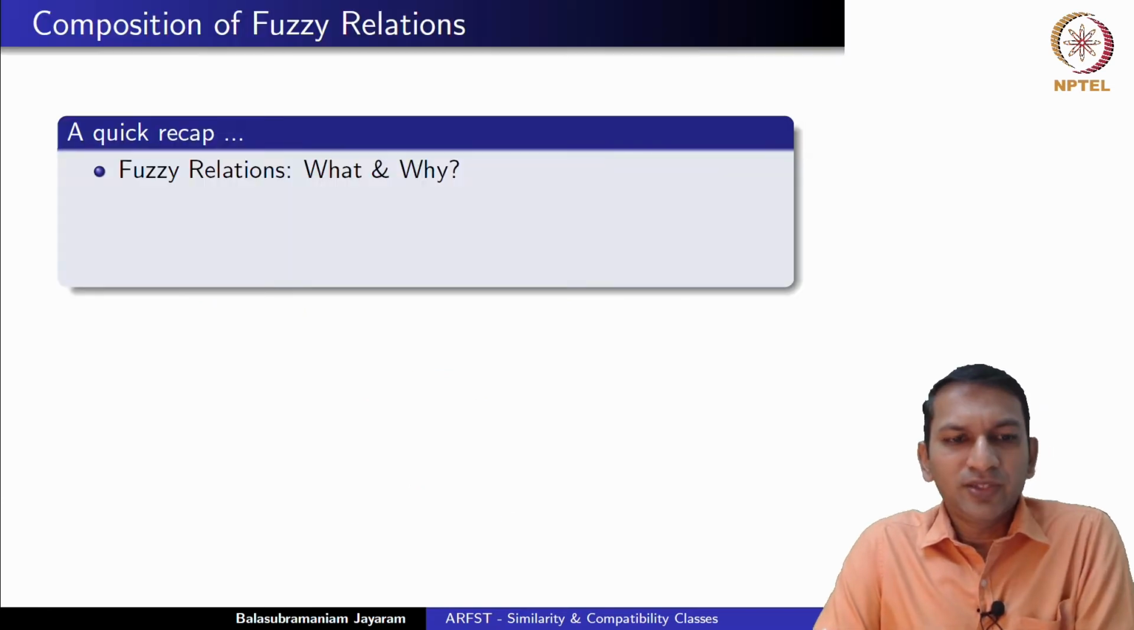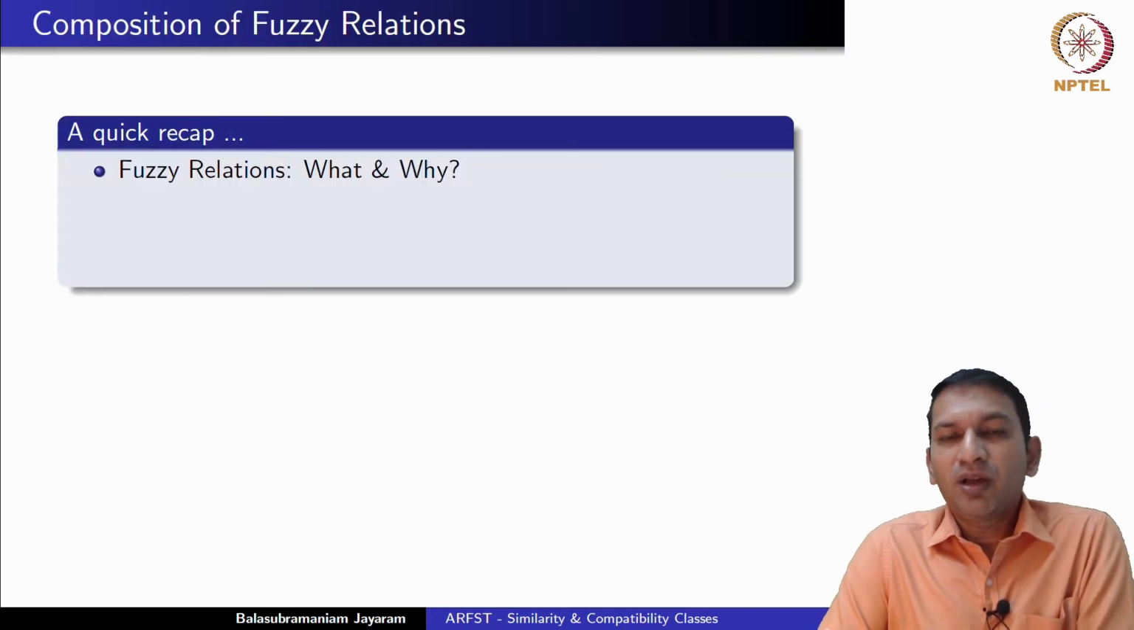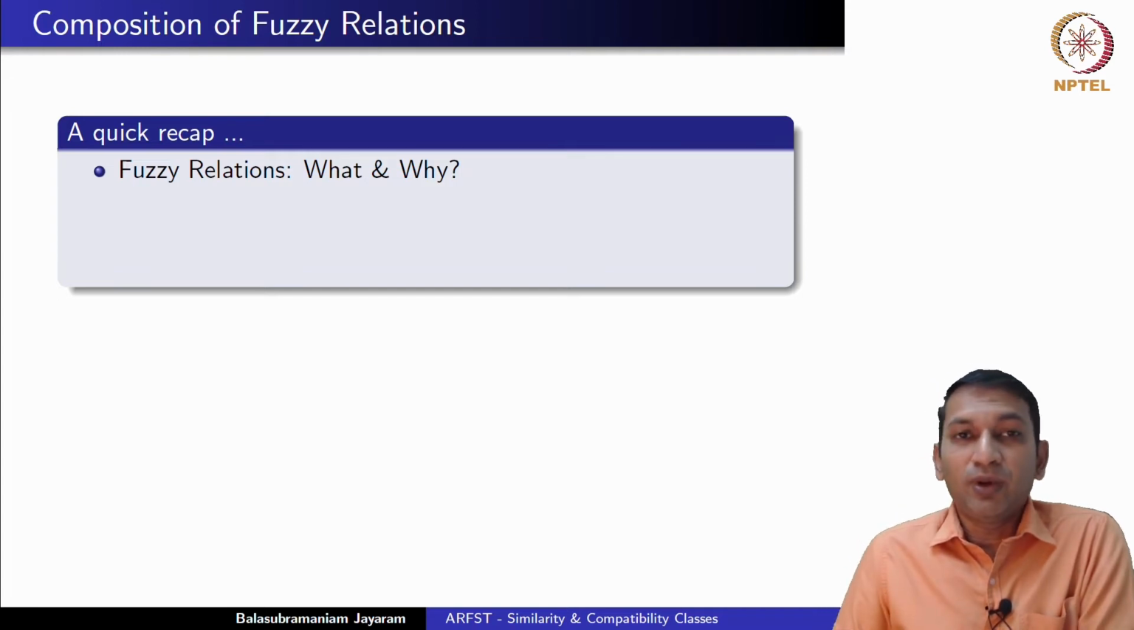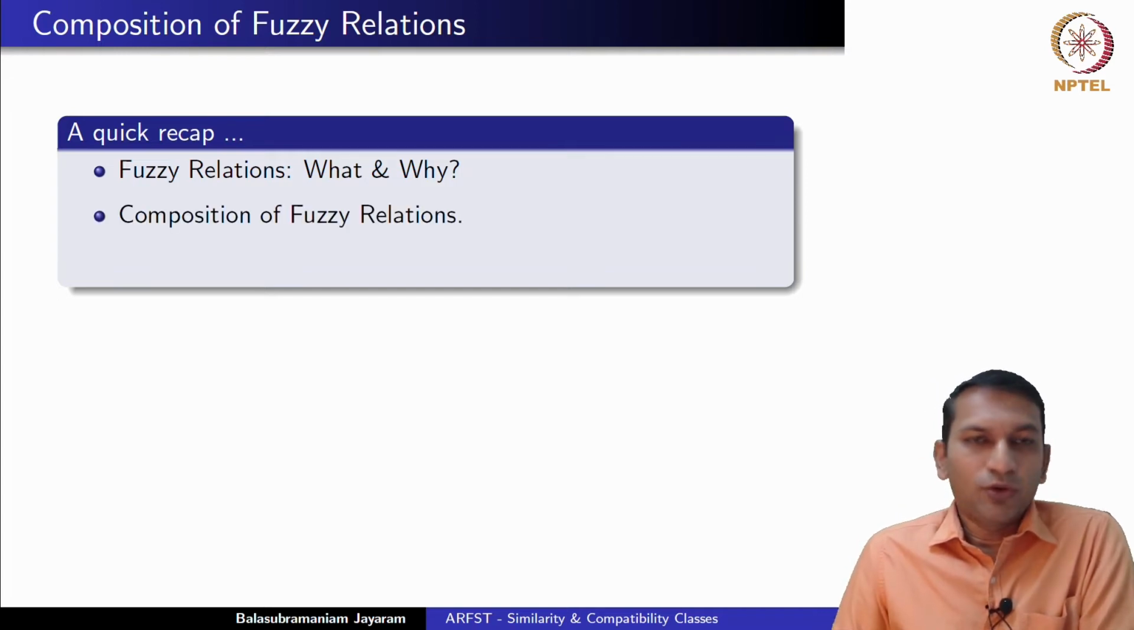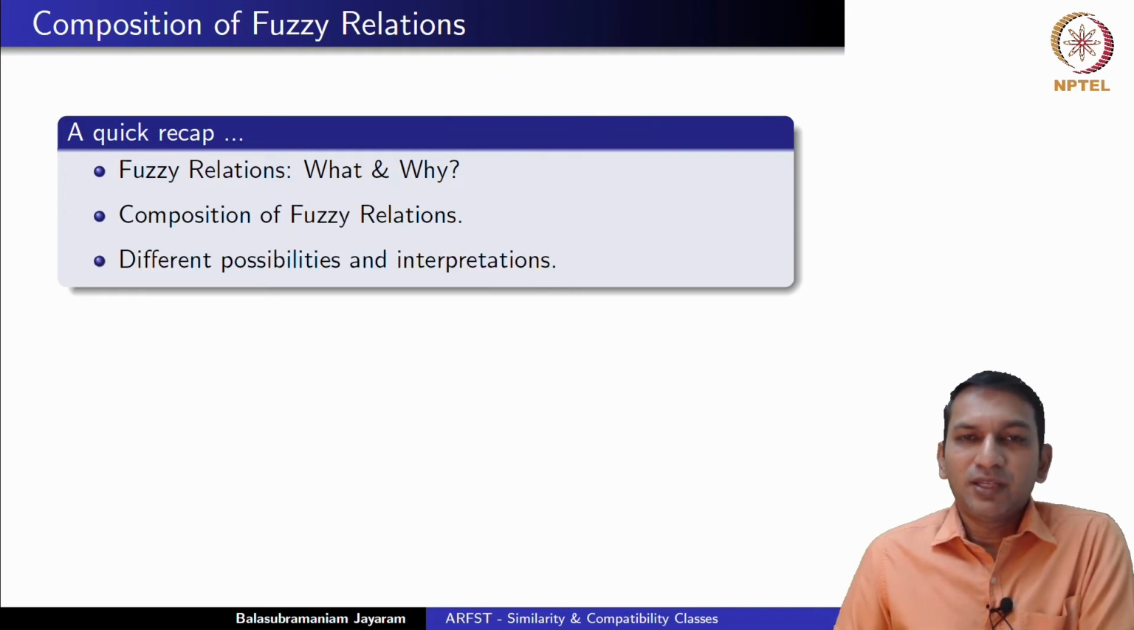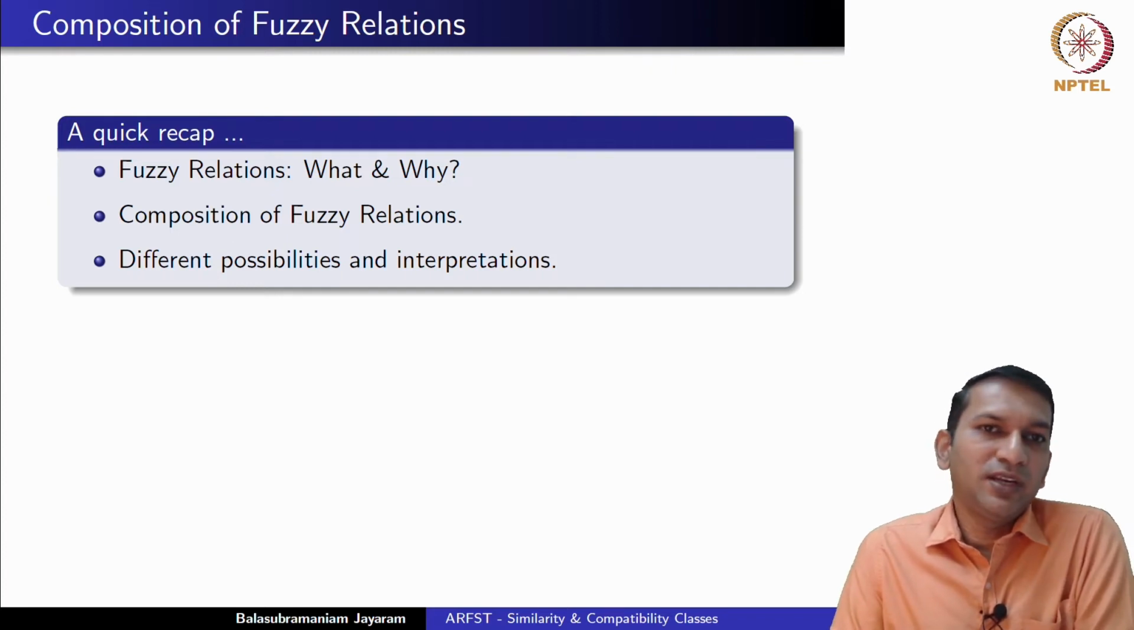In the last two lectures, we have seen what fuzzy relations are and why we need them. We also looked at composition of fuzzy relations, and we saw there were different possibilities and interpretations on how we could compose two given fuzzy relations.